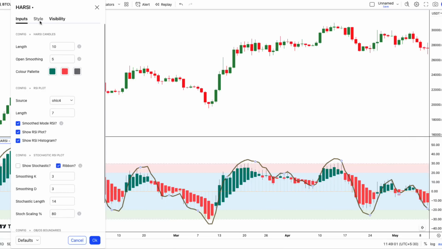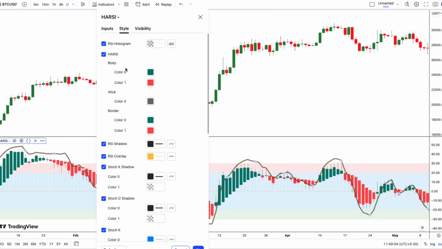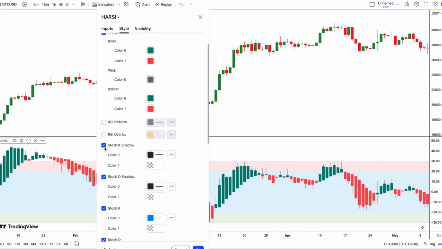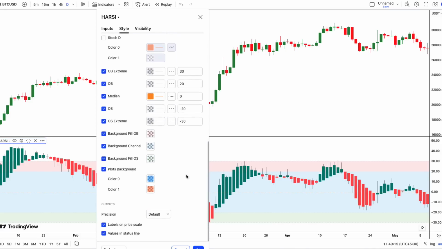Now that we have changed the input settings, we will be changing the style settings. Here we will first be removing the RSI histogram, overlay, and shadow. After that, we will be removing all of the components of the stochastic indicator. That completes the task at hand.